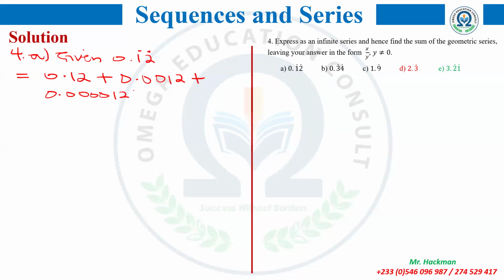Yes, please. Okay, then plus, don't end there. You know it's an infinite series, so plus your ellipses, your 3 dots. All correct? Yes, please. Okay, very good. So if you are fine at this point, then we are good to go.